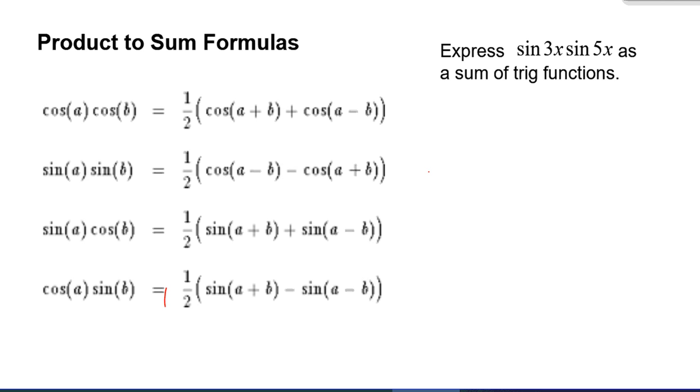This next set of formulas are called the product to sum formulas, and there's of course the sum to product formulas. Here's an example. Express 3x times the sine of 5x as a sum of trig functions.